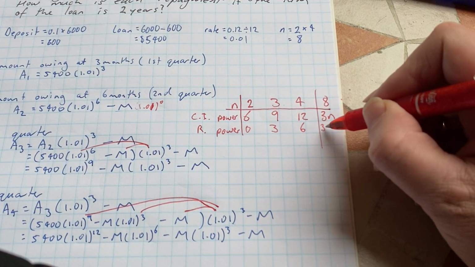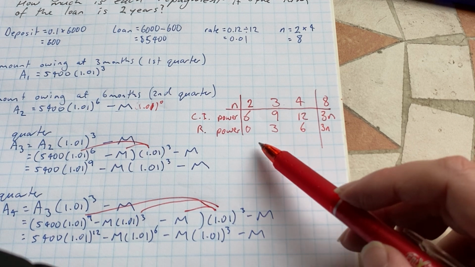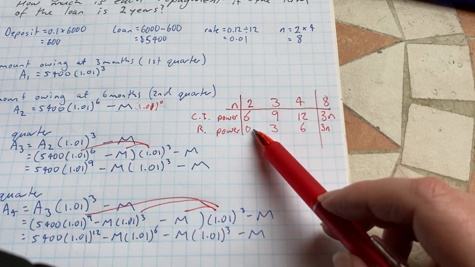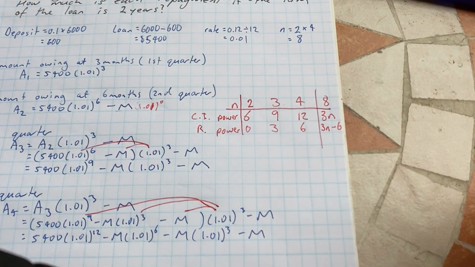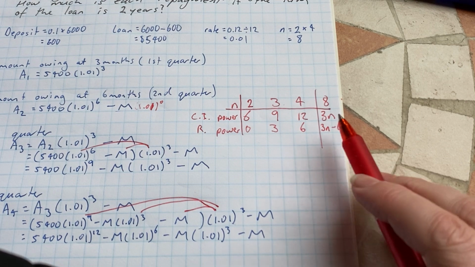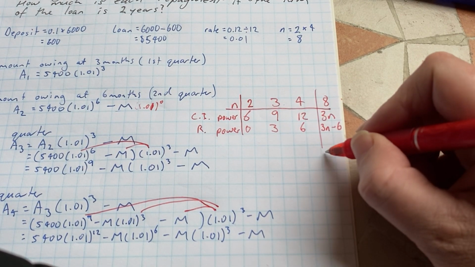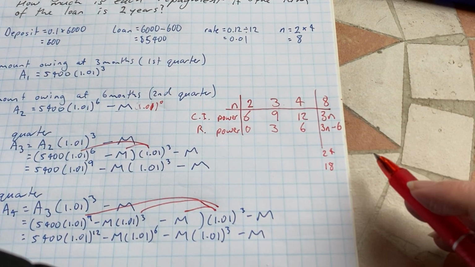So it's still going to start at 3n, but it's also minus 6. It's the same as this line, but 6 less. These powers are always 6 less than those powers. So it's 3n minus 6. That's my power. Now, my n is 8. So they're actually going to be 24, and 6 less than 24, which is 18.